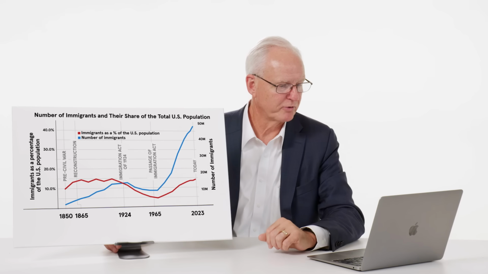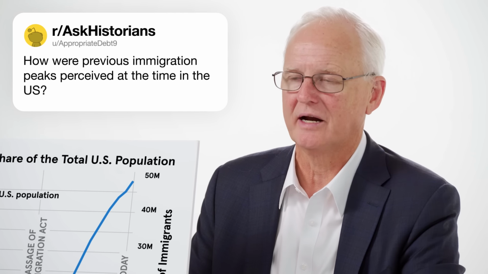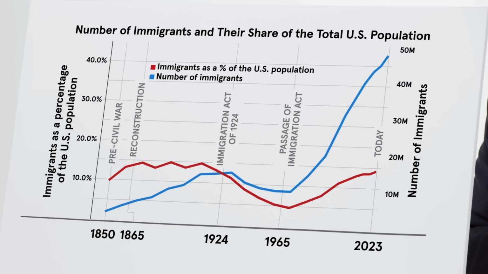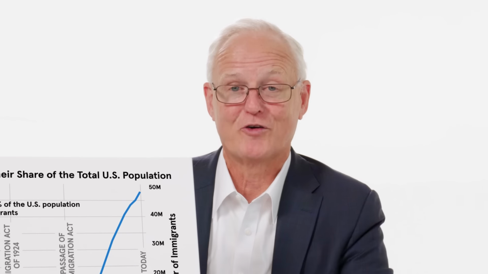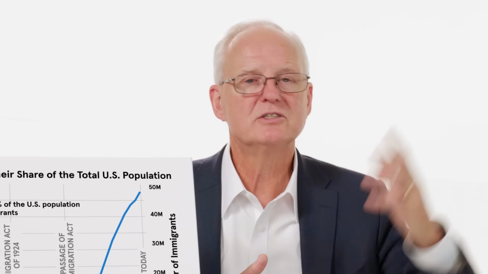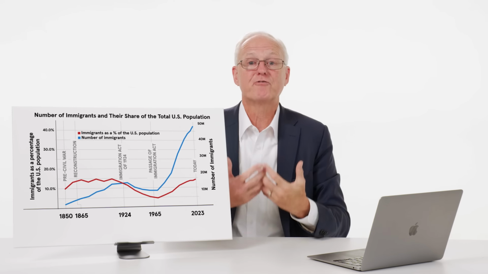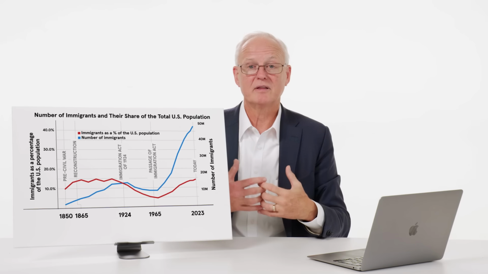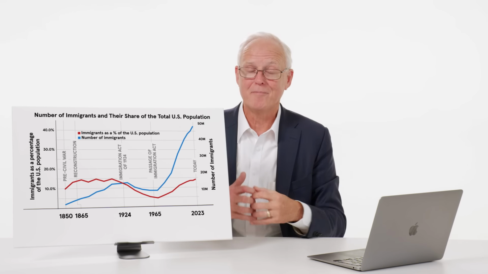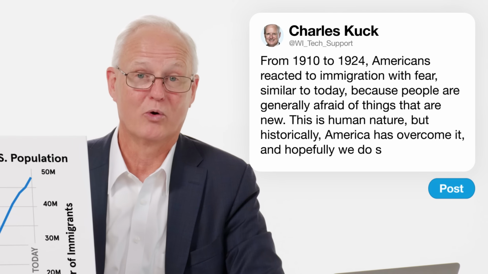This next question is from Appropriate Debt 9. How were previous immigration peaks perceived at the time in the United States? People who lived in the United States as Americans in 1910 to 1924 had the same reaction as we're having today, an anti-immigration fervor, because people are generally afraid of things that are new. And when they see signs in Chinese going up, or people in school speaking Spanish to their kids, they get afraid of that. This is human nature, and it's something that America has typically overcome after a period of time. Hopefully, we've learned from our history and will overcome that more quickly today.